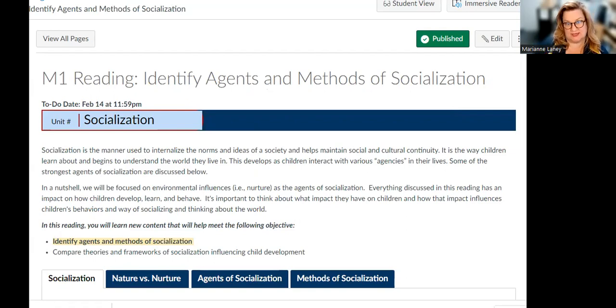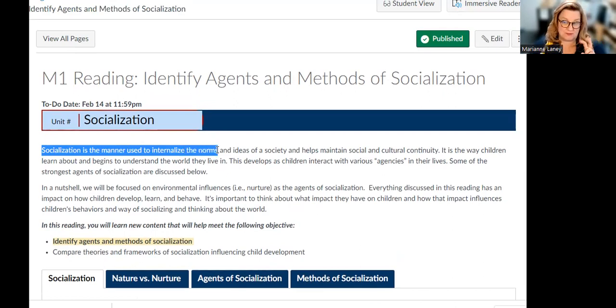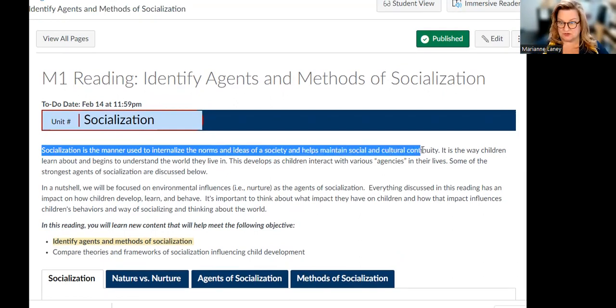So again, this is Module One, and this section is to identify the agents and methods of socialization. Now, in the intro, we talked a little bit about what socialization is. Again, it's a lifelong process to take new members of society and teach them the rules of society. There are a lot of different ways that happens, and a lot of different types of influences. So socialization is a process used to internalize, like adopt internally, the norms, the normative rules and ideas of society. We don't mean normals. It helps maintain social and cultural continuity.